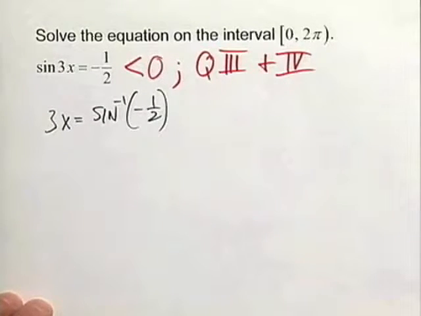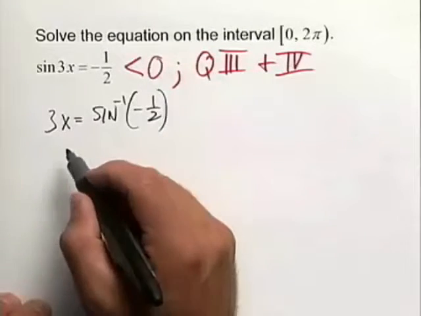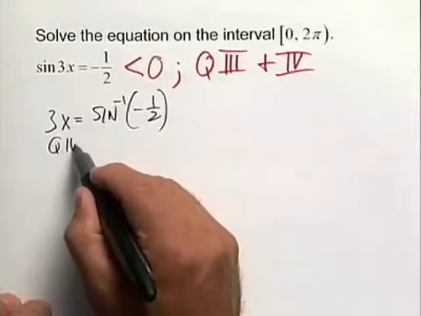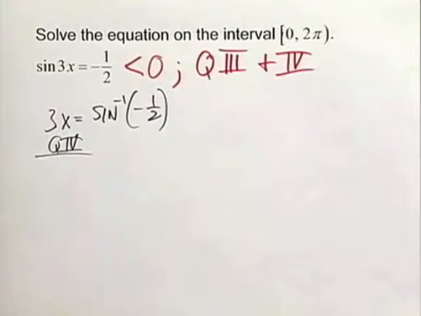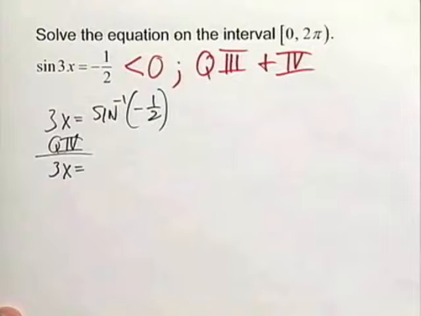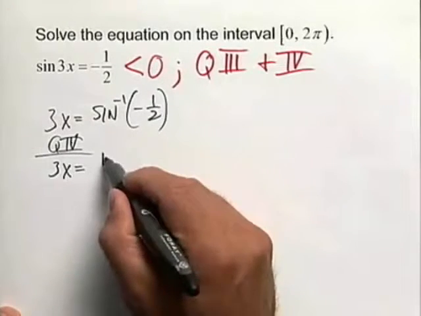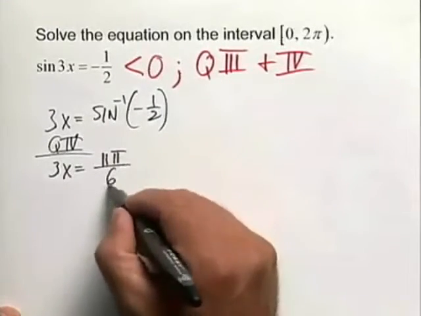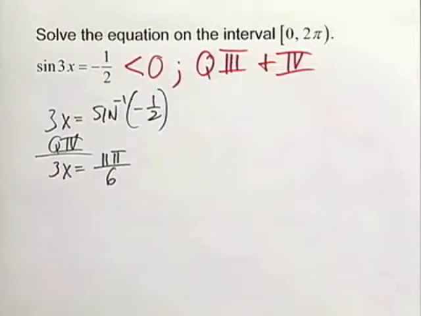The way we'll have to write this in the fourth quadrant is a little bit different. So let me label this. We're going to start in quadrant 4 because that's probably what your calculator told you. In quadrant 4, the inverse sine of a negative 1/2 is going to give you a value of 11 pi/6. And note that that is equal to 3x.